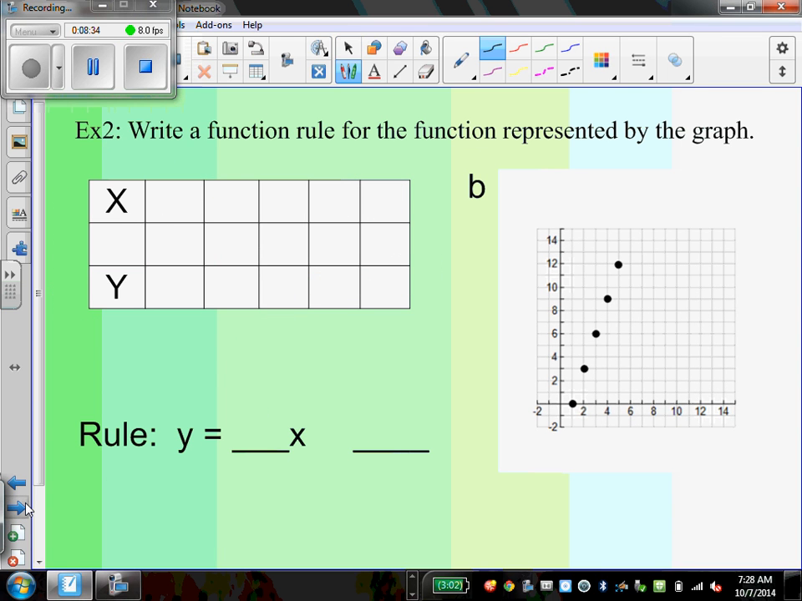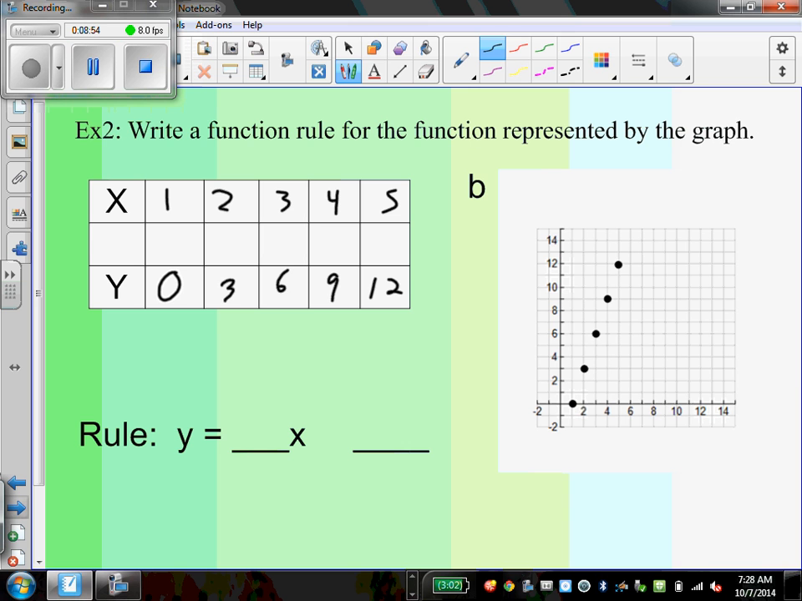All right, again, start out writing out the x and y values from the points. In this case, we have the point 1, 0. It's the first point there. We have 2, 3. We have 3, 6. 4, 9. And 5, 12.